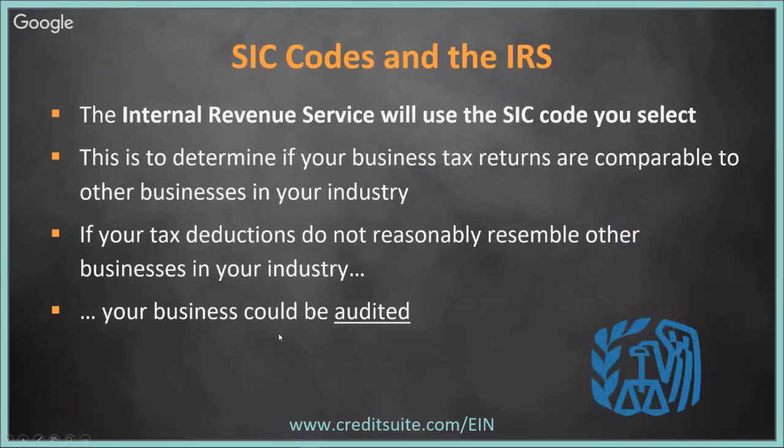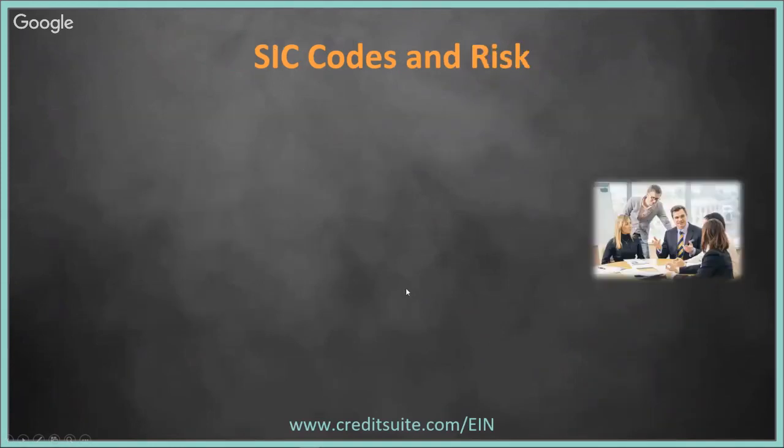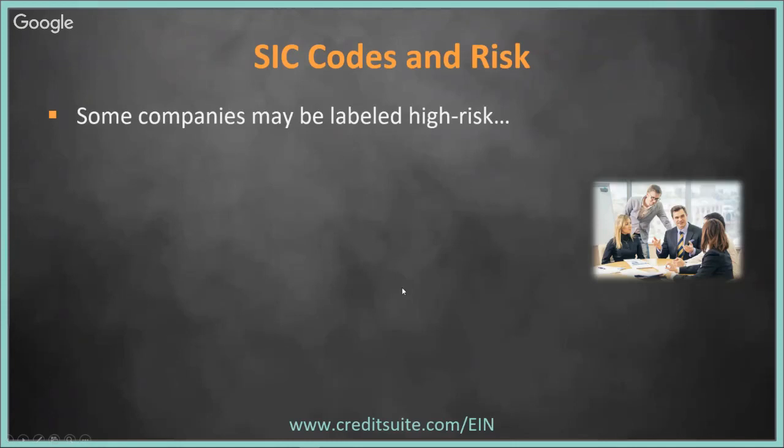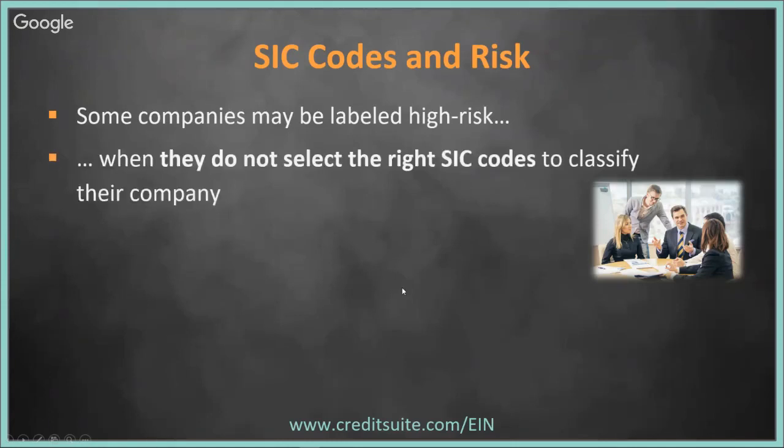This is actually what triggers audits: they're looking from that SIC code of where you classify your industry, your industry group. And if you're presenting tax returns that are very much out of the norm of what they're used to seeing, that automatically triggers those audits. So some companies may be labeled high risk when they do not select the right SIC codes to classify their company. And that's why I want to do this for you today, because here's what happens.